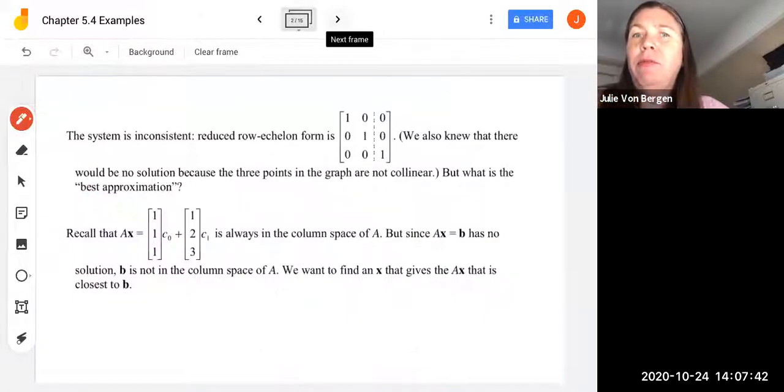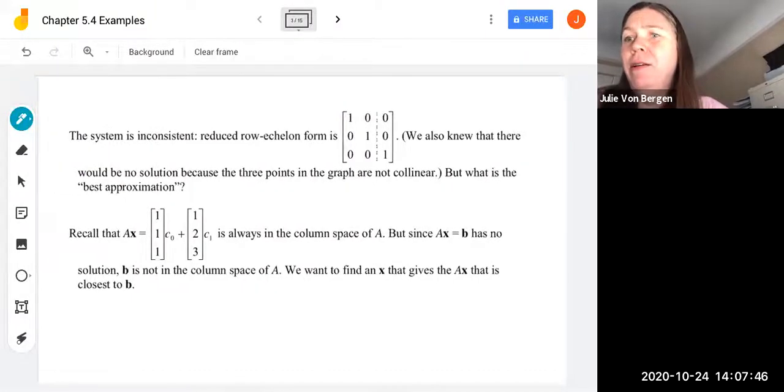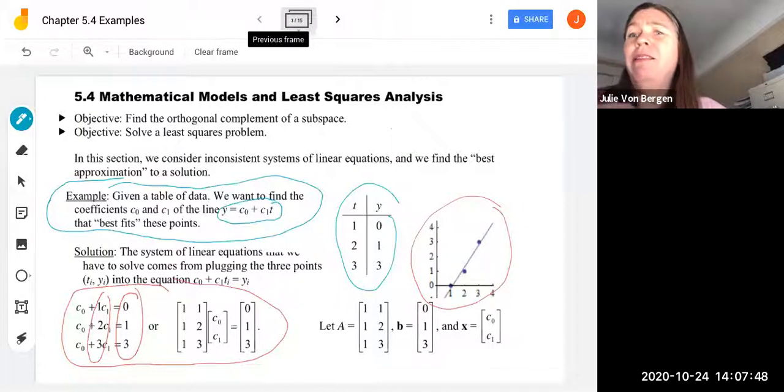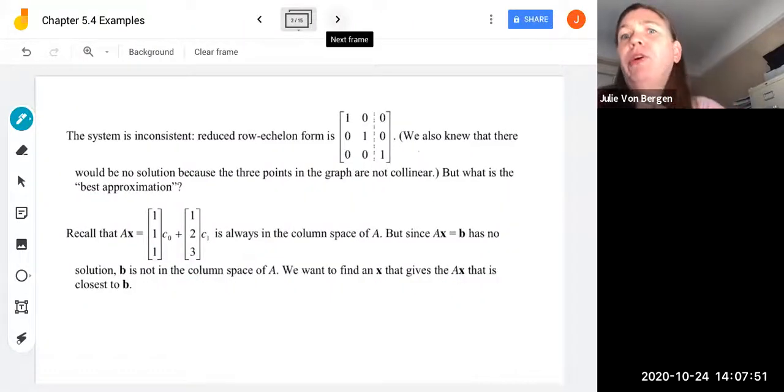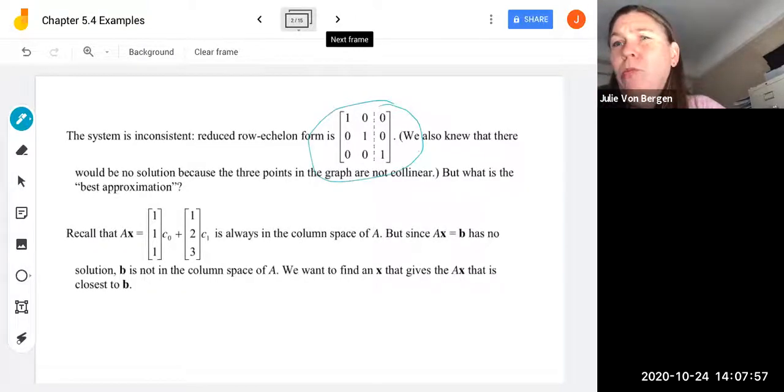When we go to solve this system, because it's not a perfect line, we get an inconsistent solution. So the reduced row echelon form looks like this: 1, 0, 0, 0, 1, 0, and 0, 0, 1. We also knew that there would be no solution because the 3 points in the graph are not collinear, or a perfect fit. So what we want to find is what's known as the best approximation.